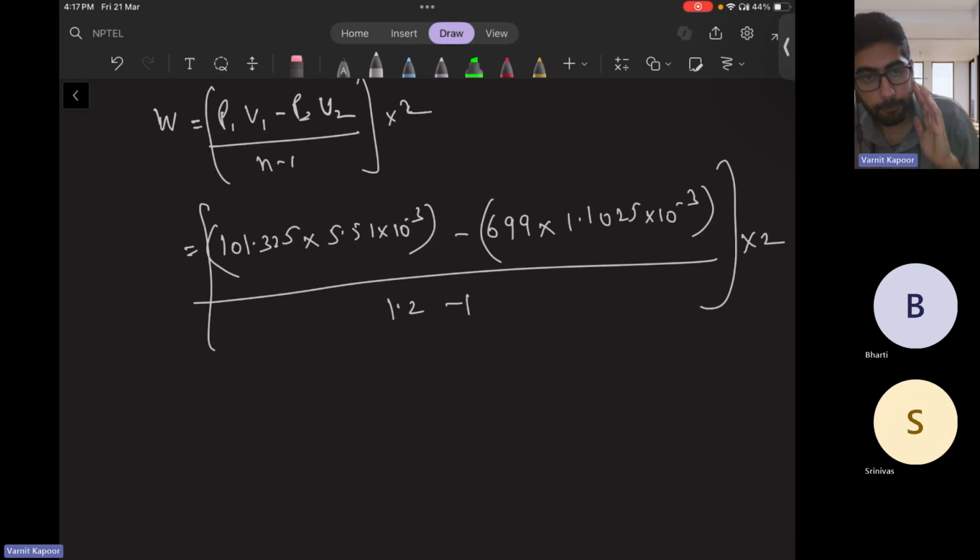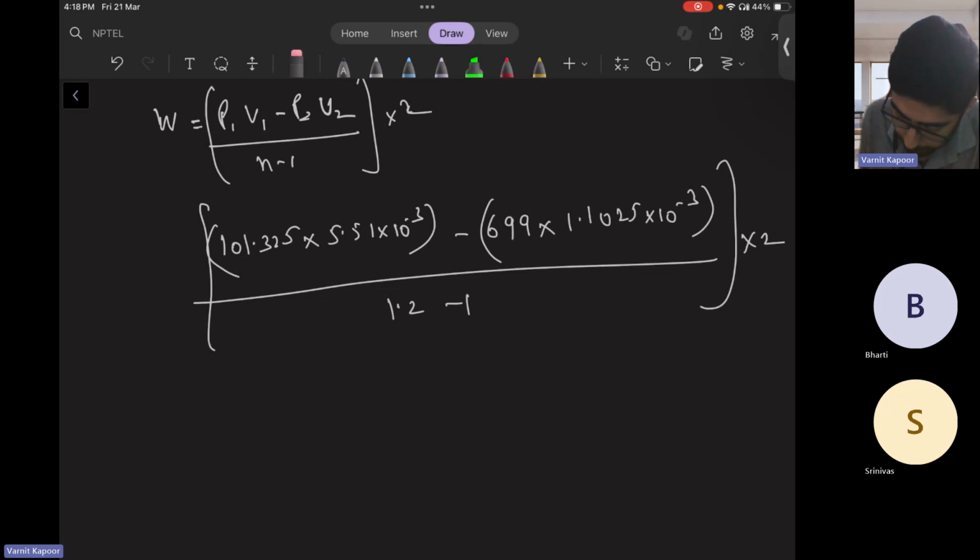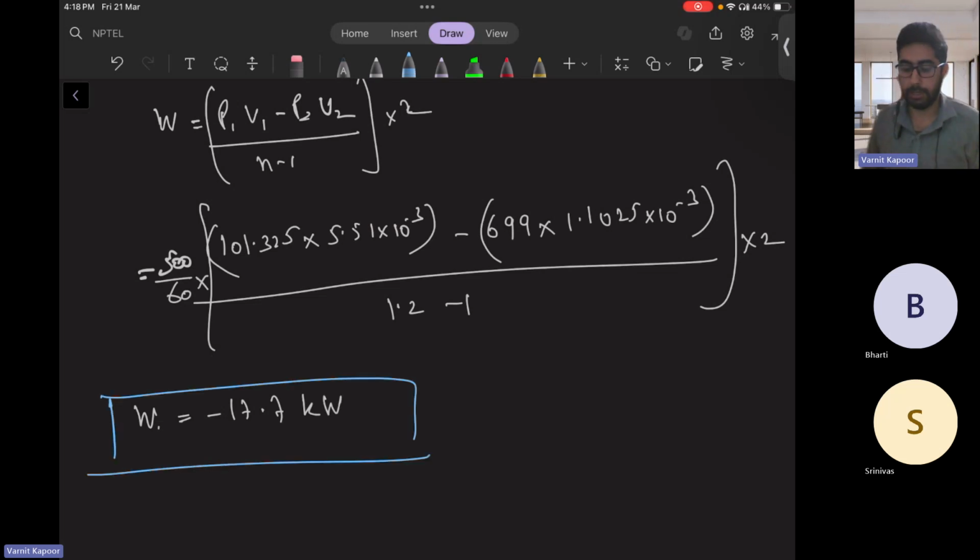And it is said that it is 500 revolutions per minute. So what is per second? Because it is in kilojoule, but you want the answer in kilowatt. So you should have kilojoule per second. So 500 revolutions per second is 500 by 60. So right here, 500 by 60. So final work comes out to be minus 17.7 kilowatts. This is your final expression.